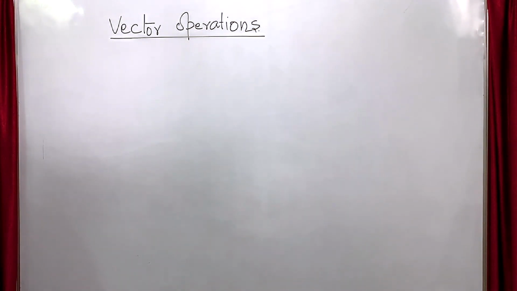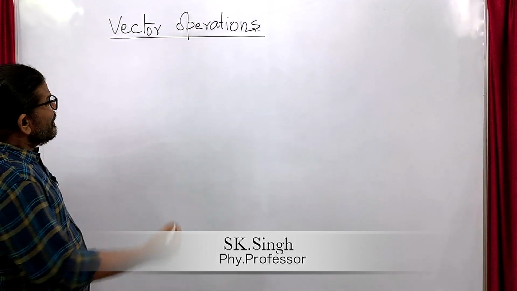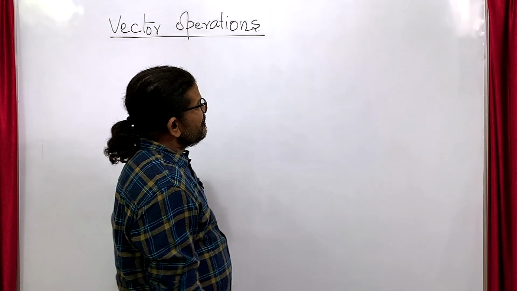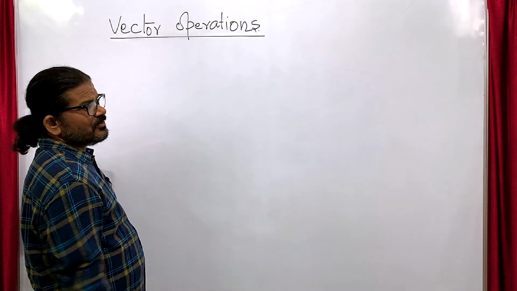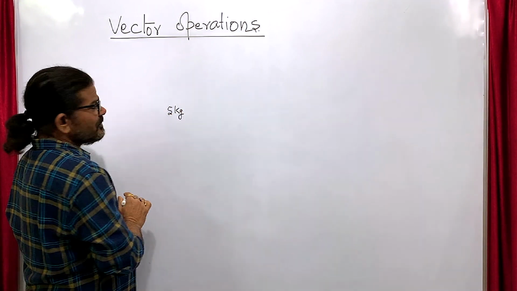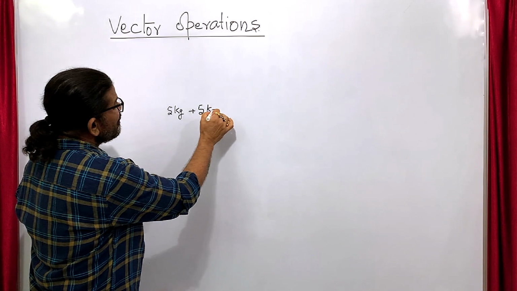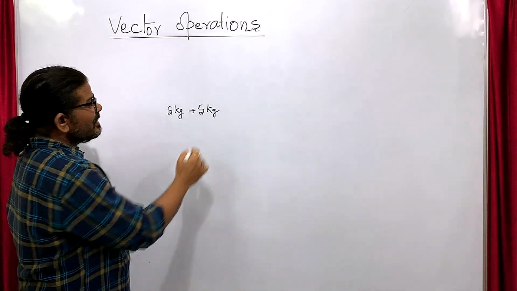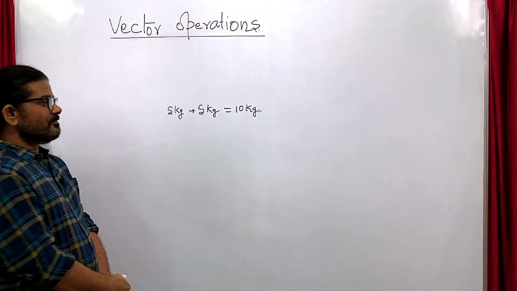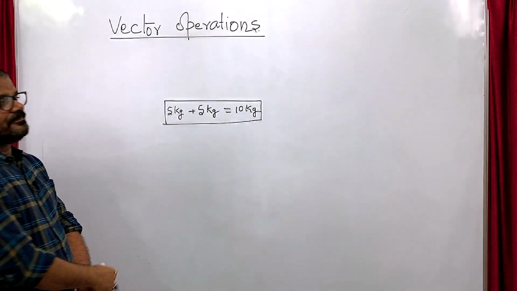Now, as you know, if we are playing with a scalar quantity like mass, 5 kg of mass plus 5 kg more mass makes 10 kg of mass. Yes, this can be done by using simple algebra.